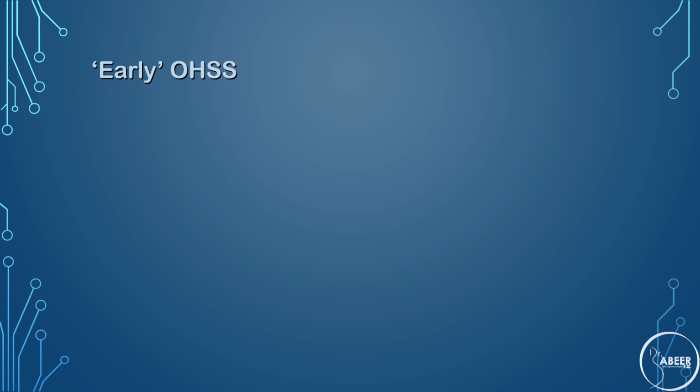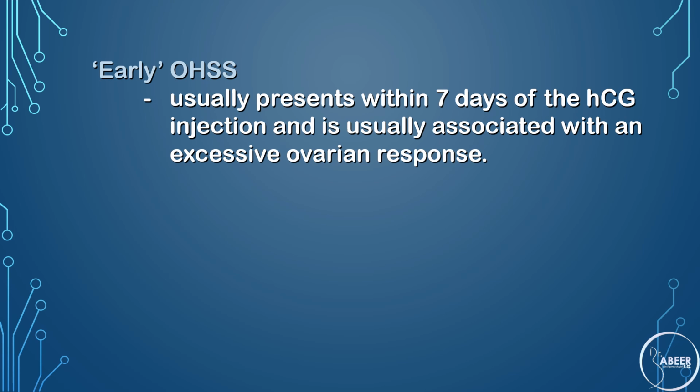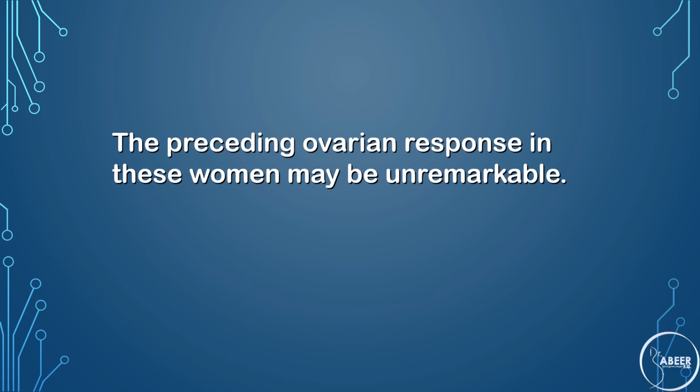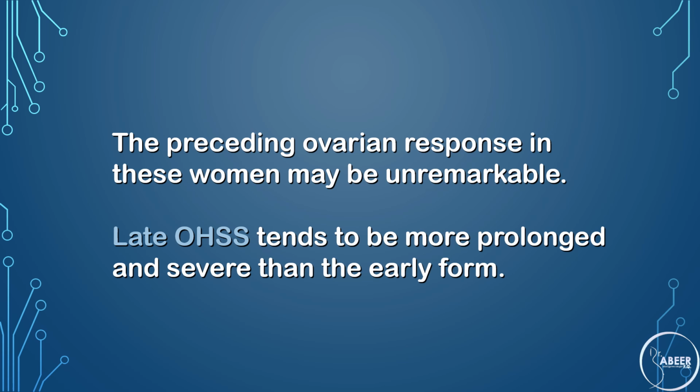Early OHSS usually presents within 7 days of the human chorionic gonadotropin injection and is usually associated with an excessive ovarian response. Late OHSS typically presents 10 or more days after the HCG injection and is usually the result of endogenous HCG derived from an early pregnancy. The preceding ovarian response in this woman may be unremarkable. Late ovarian hyperstimulation syndrome tends to be more prolonged and severe than the early form.